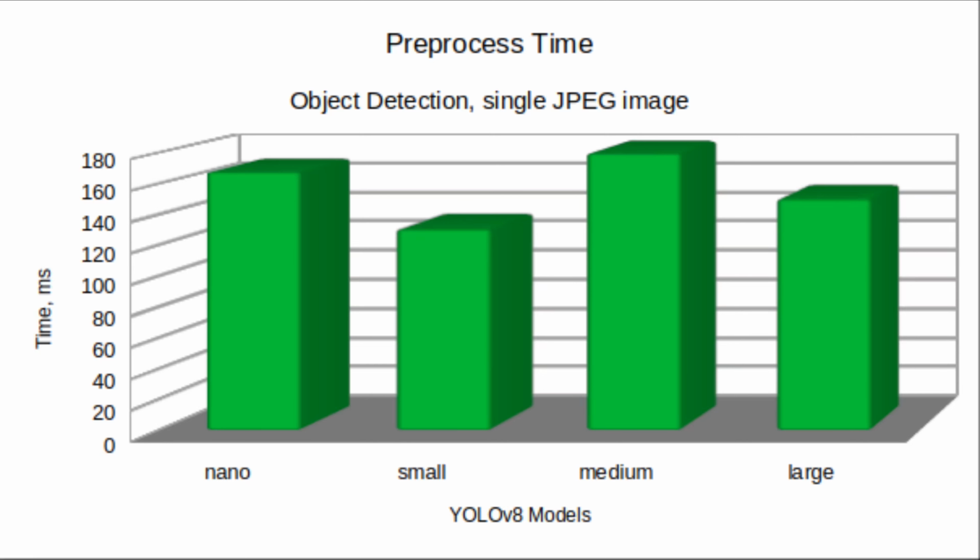The four YOLOv8 models under consideration are YOLOv8N, commonly referred to as the nano model, YOLOv8S, the small model, YOLOv8M, the medium model, and YOLOv8L, the large model. The model data size increases from nano to small to medium to large.